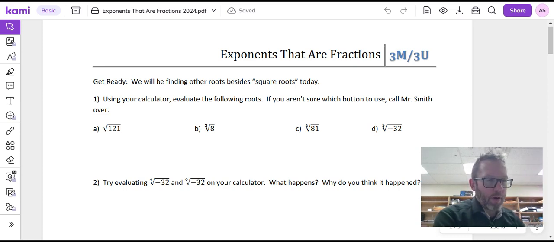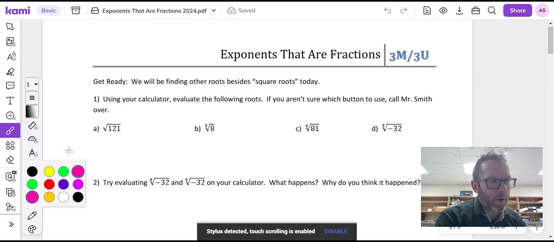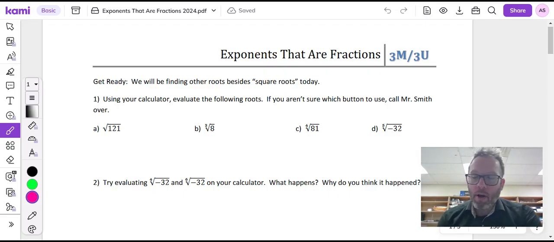Hey guys, Mr. Smith here, shooting a video on how we can interpret and handle exponents that are fractions or decimals. So in my class currently, the grade 11 3M3U split class, we've reviewed the basic exponent rules. We've reviewed what happens when exponents are 0 and negative. That was reviewed for the people that took grade 10 academic, but it was new for some. And then today will be new for everybody.